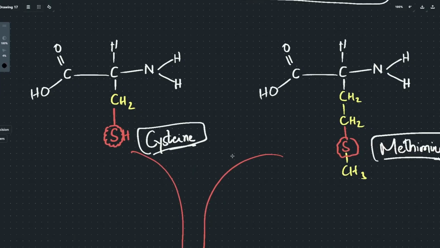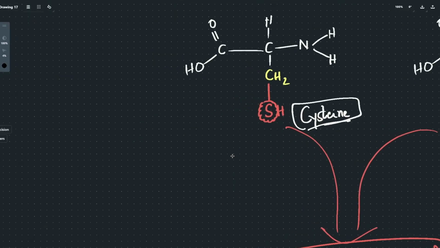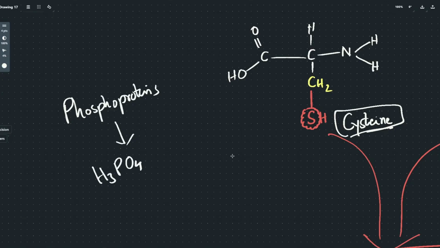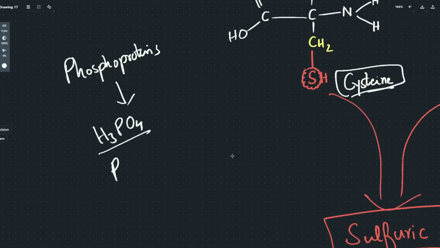Along with that, some proteins have phosphate attached to them. They are called phosphoproteins. And these phosphoproteins form H3PO4, which is phosphoric acid. So even phosphoric acid is being produced in our body.